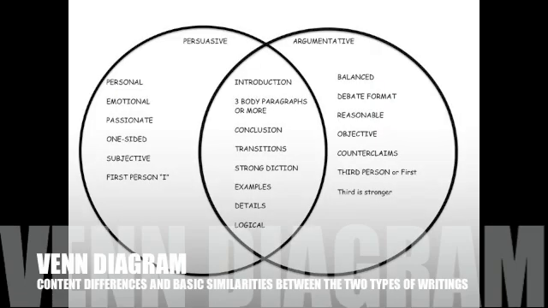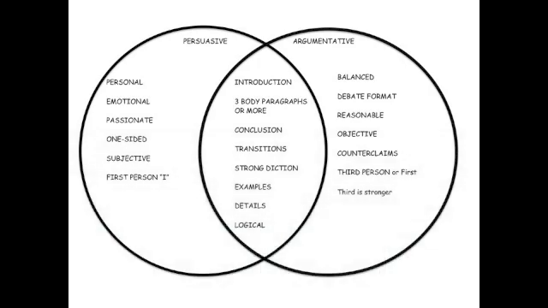All right, so what you're looking at right now is a Venn diagram that is showing you some buzzwords for persuasive and for argumentative. If you take a look at the persuasive side, it is showing you the very specific characteristics of a persuasive writing piece, and you can see that it's definitely very personal, it's emotional, it's one-sided, and it's subjective because it's obviously based on what the person believes. And of course you're encouraged to use the personal pronoun I.